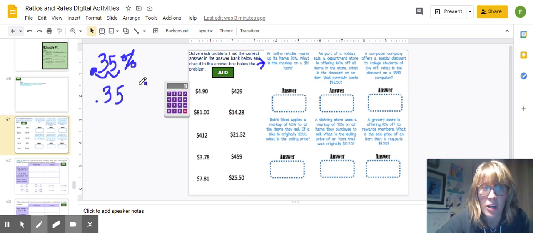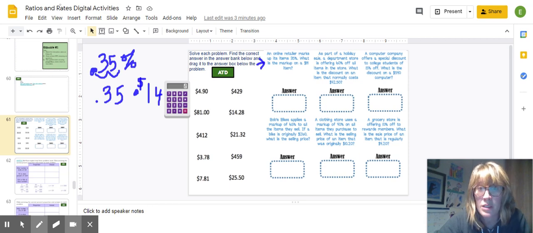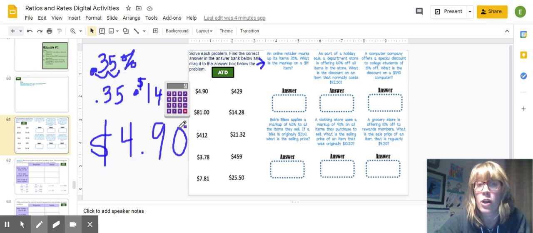So we want to know what is the markup on a $14 item. So we're going to take the percentage of markup, 0.35 or 35 hundredths, and we're going to multiply it by our $14. I can put the dollar sign there just to be specific. Okay. So then you can grab a calculator and say, all right, I'm going to take my 0.35 and multiply it by $14. And you end up with $4.90 as your markup, right? So on a $14 item, it would be marked up $4.90.